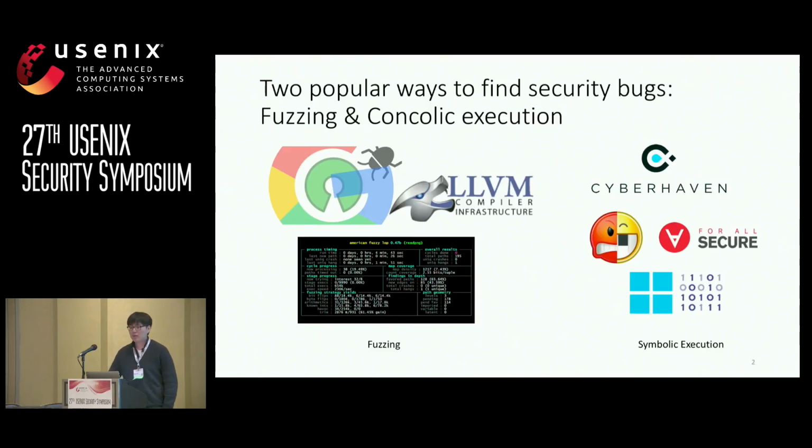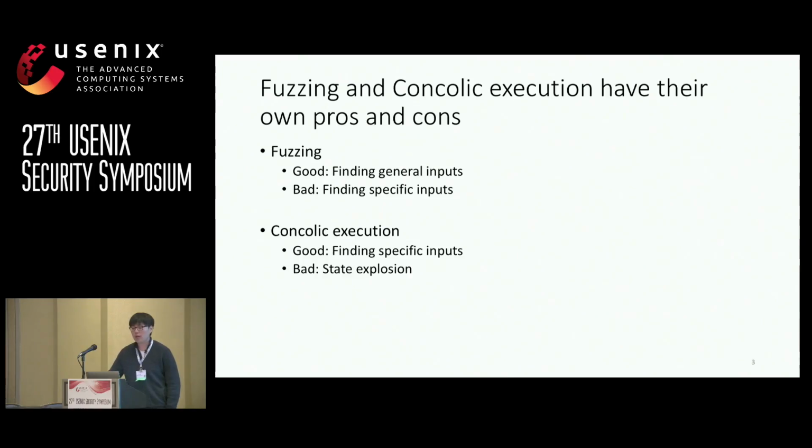As you might know, there are two popular ways to find security bugs, fuzzing and concolic execution. Those two techniques have their own pros and cons. First, fuzzing, which randomly generates the input. It is good for finding some general inputs, but it is bad at finding some specific inputs which are highly constrained. And concolic execution is good for finding such kinds of input, but it has a fundamental problem called state explosion.